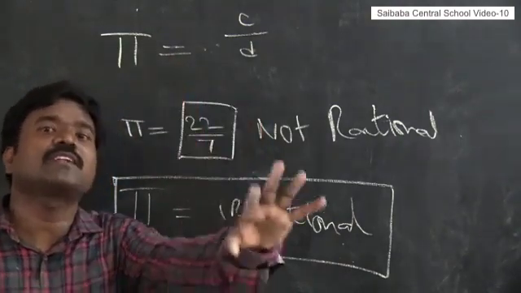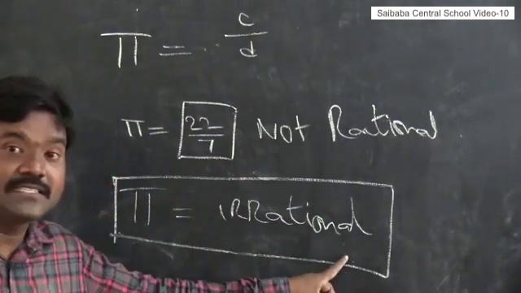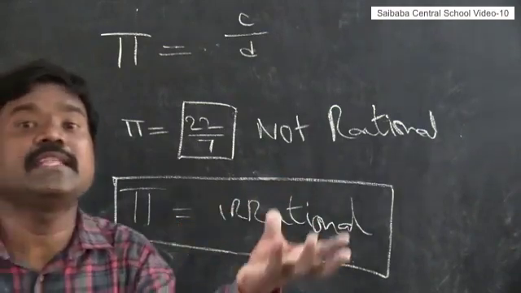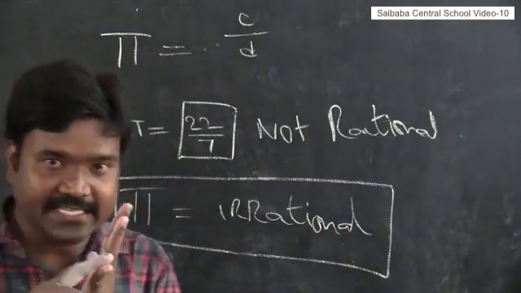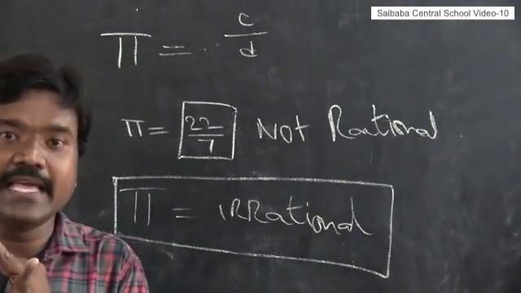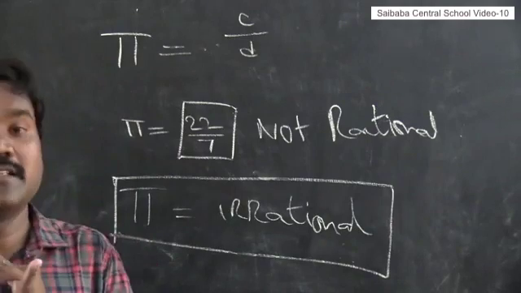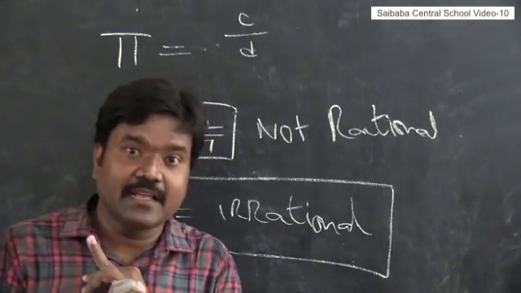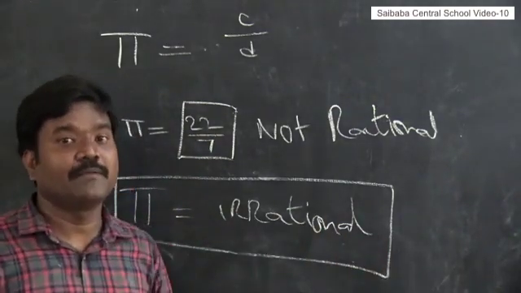What is the correct value of pi? Pi is irrational. The value of pi is a non-terminating, non-repeating decimal. Remember that. e is also irrational. We will discuss it, you will learn in intermediate. Irrational means non-terminating, non-repeating decimal.